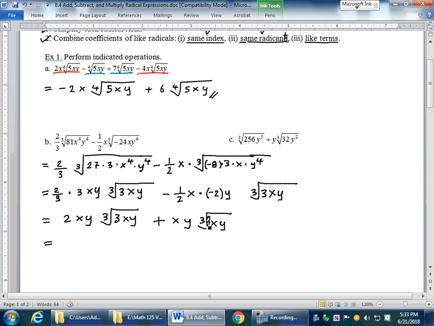So now I can add the coefficients, which is 2 plus 1 will give me 3xy, cube root of 3xy. And this will be my final answer. So no matter how many terms you have, these are the 4 steps that you will always do. So you should not write more than 4 steps, okay, to save your time. So let's take a look at the next example. Try to pause it and see if you can work this out from your first example.